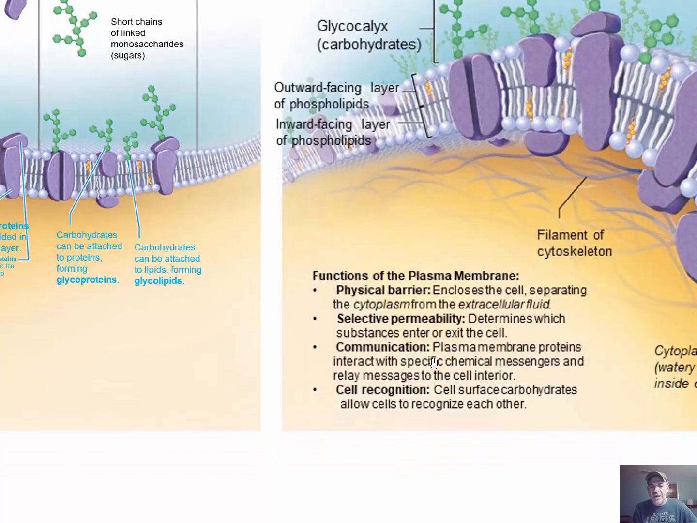And then the plasma membrane is also involved in communication. The plasma membrane proteins will interact with specific chemical messengers and relay messages to the cell's interior. And then cell recognition: the surface carbohydrates allow cells to recognize each other.